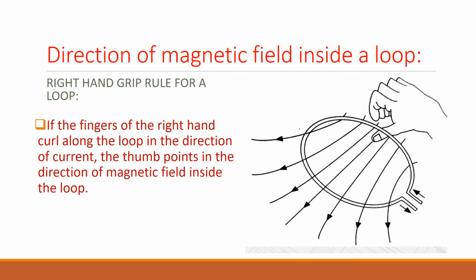So this is specifically applied if you want to find the direction of magnetic fields inside the loop, only inside the loop. So all you need to do is curl your fingers around the loop pointing in the direction of current, then the thumb automatically points in the direction of magnetic fields. Hello viewers, are you following?